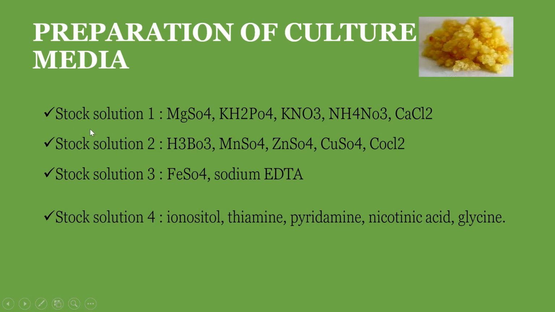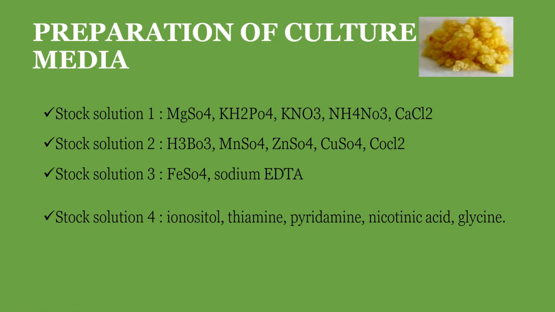Preparation of culture media. So how is the media prepared? Here four stock solutions are prepared. Stock solution 1 consists of magnesium sulfate, potassium bisulfate, potassium nitrate, ammonium nitrate, and calcium chloride. Stock solution 2 consists of boric acid, manganese sulfate, zinc sulfate, copper sulfate, and cobalt sulfate. Stock solution 3 consists of ferrous sulfate and sodium EDTA, and stock 4 consists of inositol, thiamine, pyridoxine, nicotinic acid, and glycine. All these four stock solutions are prepared separately.